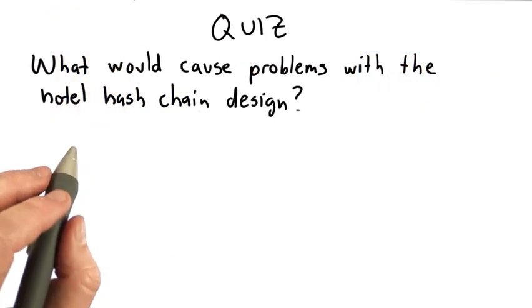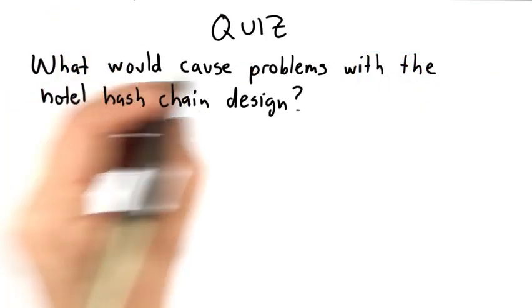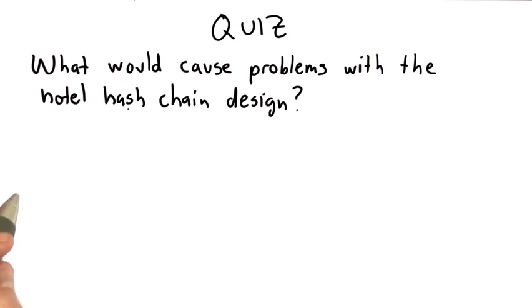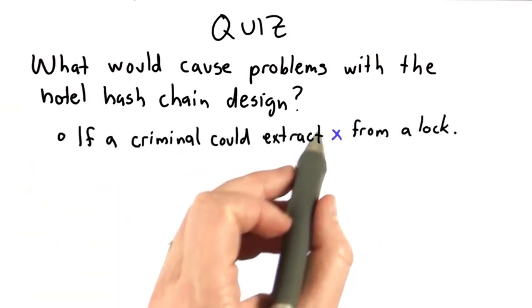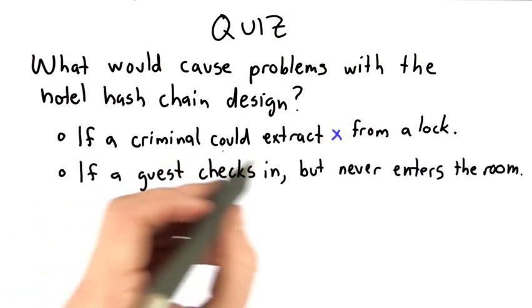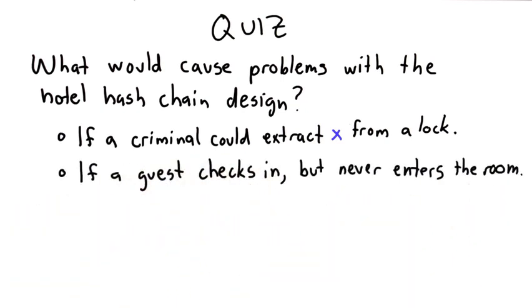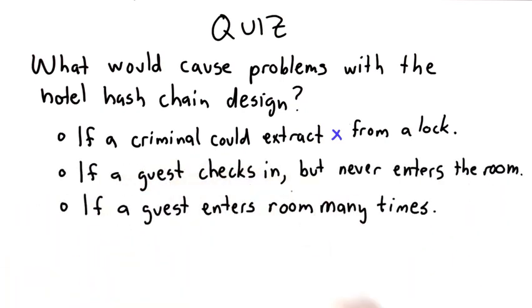To see that you understand it and understand hash chains well, we have a quiz. What would cause problems with this design? If a criminal could extract the stored value from the lock, if a guest checks into the hotel but never actually enters her room, or if a guest enters the room many times. The answer is the second choice.